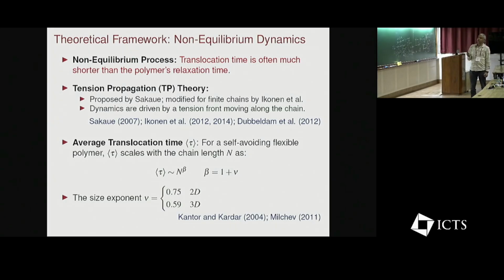I will not talk about many things here, but the most important quantity in polymer translocation is the average translocation time for the polymer to translocate through a pore. By numerical simulations and some experiments, it was found that for a self-avoiding flexible polymer, the average translocation time scales with the chain length by this particular scaling, where the size exponent is 3/4 in 2D and 0.59 in 3D.